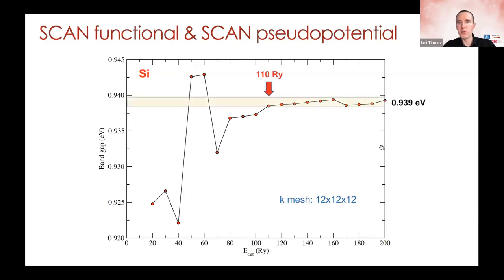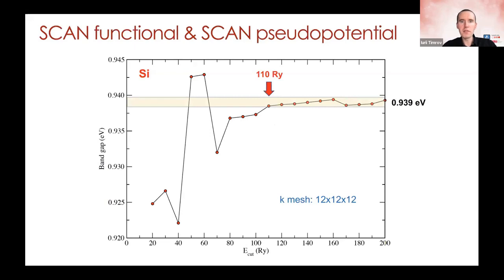So if we draw this stripe, which is more or less the region of convergence, we can say that with a cutoff of around 110 Rydberg, we are converged to a certain precision, which is the error bar of this yellow stripe. And the value of the band gap is 0.939 eV.